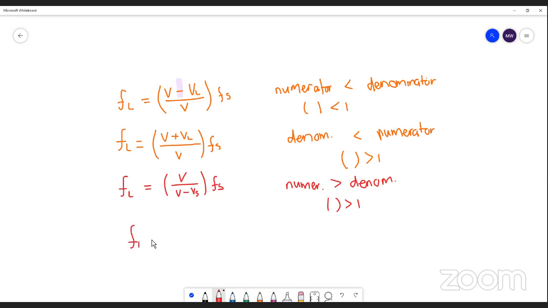If you add the speed of the source to it, it means that your denominator is going to be greater than your numerator, and your brackets will give you an amount less than 1. So if you then multiply that, you'll get a smaller value. So if you're not sure what's happening, always think about what happens with your numerators and denominators. That's the easiest way to argue out what to do.